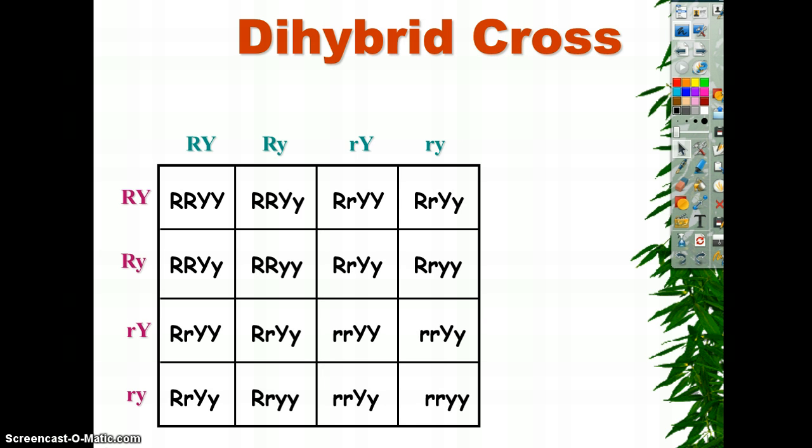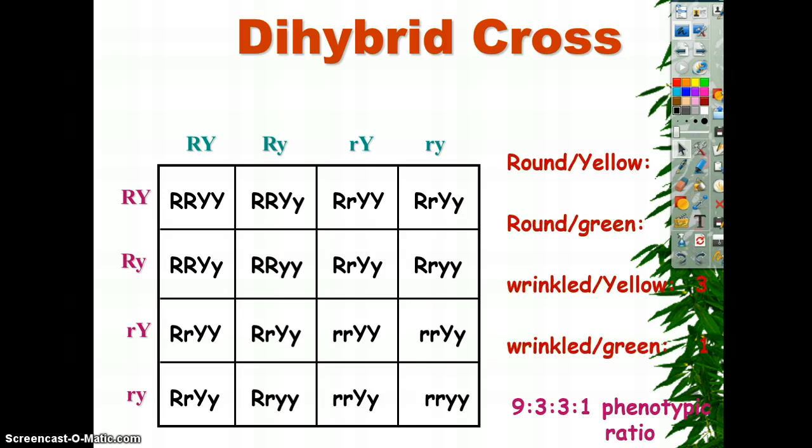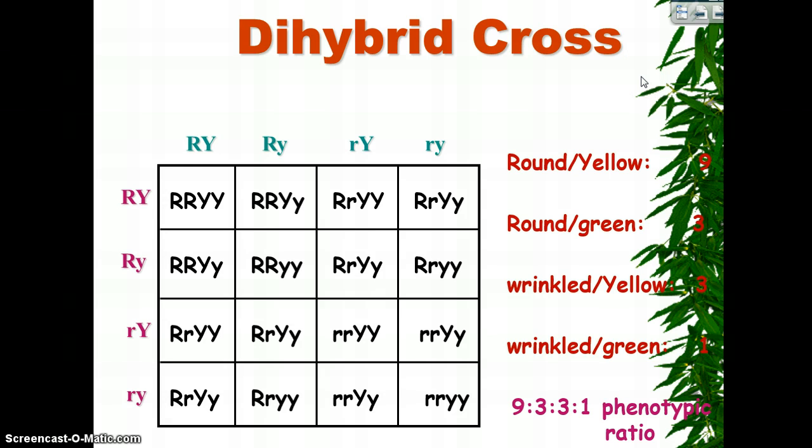Here's all the possibilities once you've filled in the boxes. So there's round yellow, round green, wrinkled yellow, wrinkled green. And this, remember, was originally his F1 cross, heterozygous crossed with heterozygous.